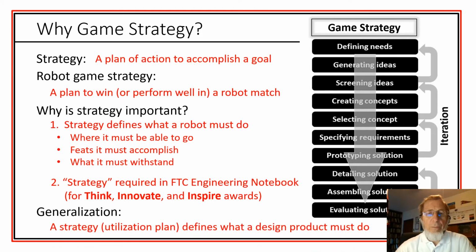In a general way, a strategy is simply a utilization plan. It defines what a design product must do. So therefore, if it's a robot or any other design product, it's clearly important for designing what our design solution must be able to do.